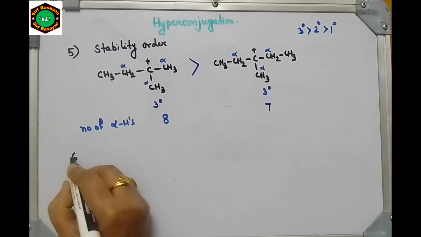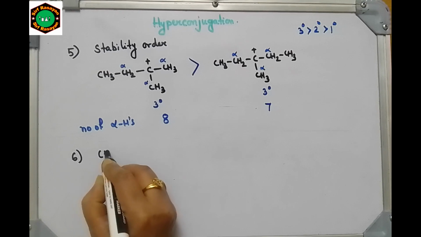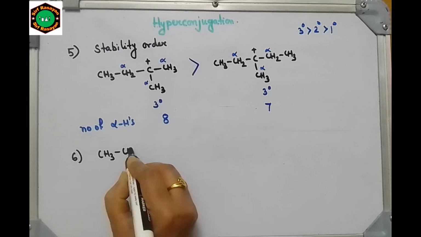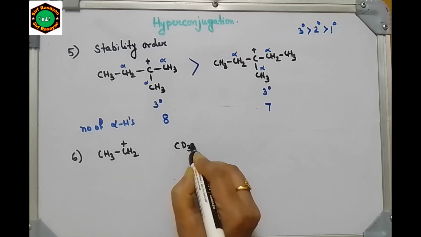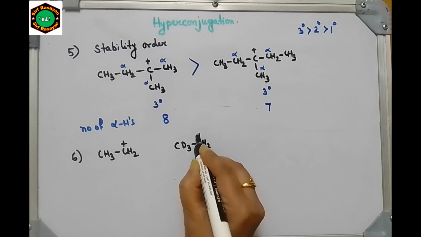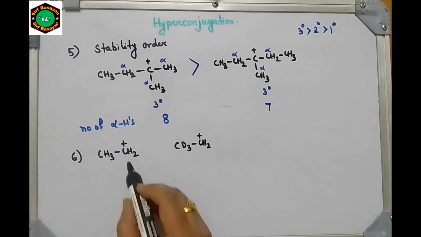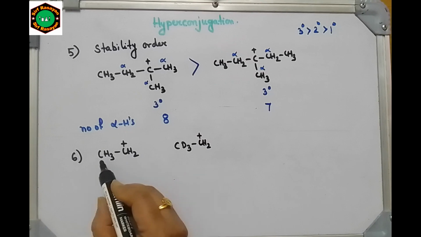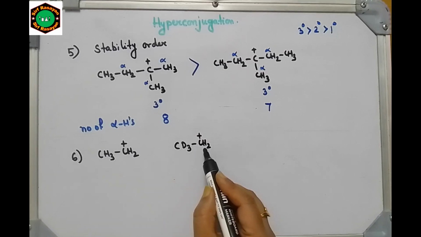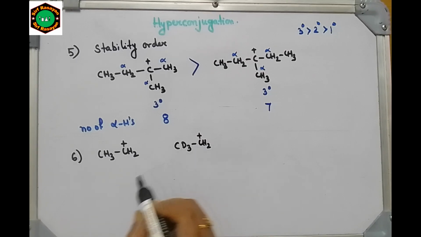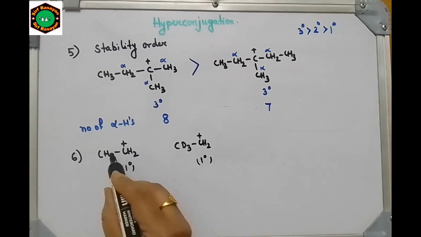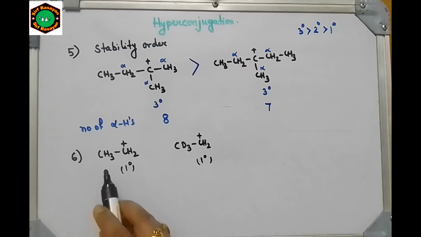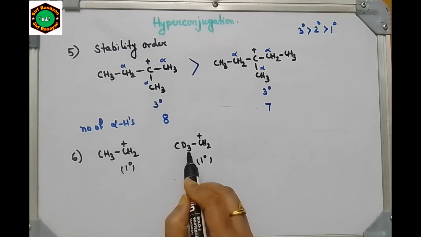Next, between CH3 CH2 plus and CD3 CH2 plus, which carbocation is more stable? This is with this carbon, positively charged carbon, one carbon atom is attached. This is positively charged carbon, one carbon atom is attached. So this is primary, this is also primary. But here see, 3 alpha hydrogens are there, and here at alpha position 3 deuterium atoms are there.